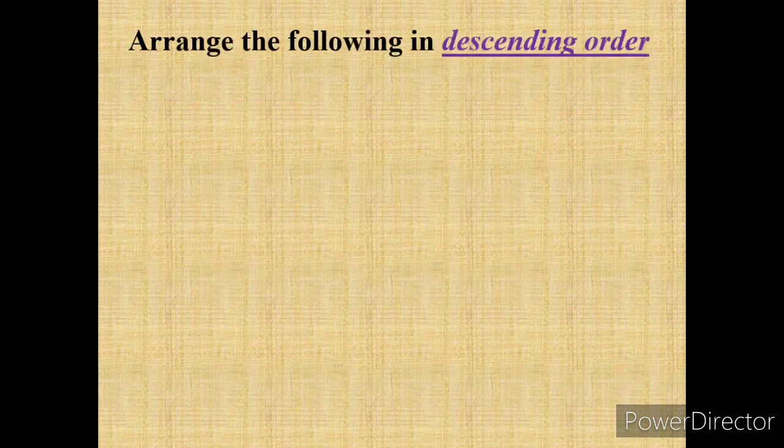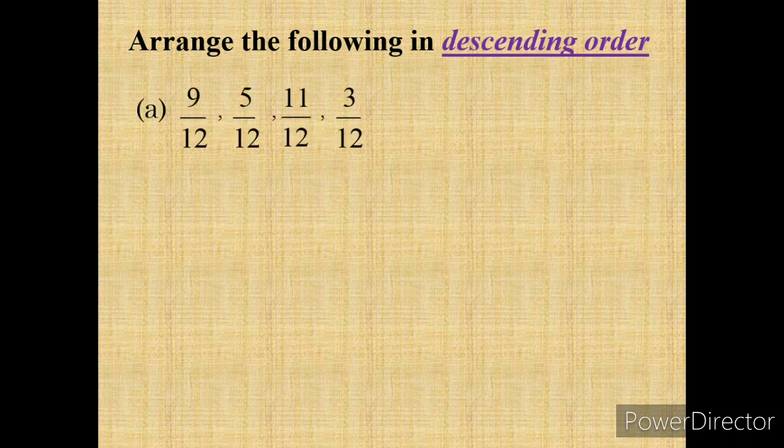Now we will be doing some questions for descending order also. The difference is just that descending order means higher to smaller. The method for solving will remain the same. First is 9/12, 5/12, 11/12 and 3/12. This is a very easy question, right? Why? Because they are like fractions.